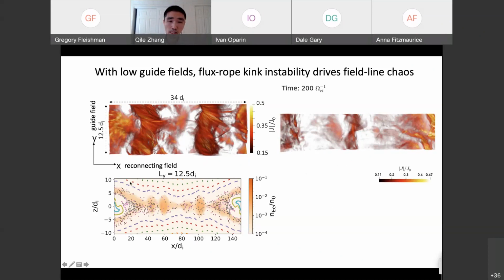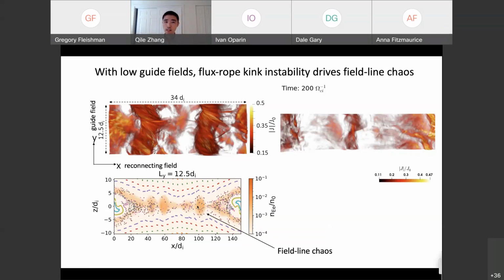And we also show on the bottom the Poincaré type plots of the magnetic field lines, these color dots, in this reconnection plane X and Z. And these different colors of the dots represent different flux surfaces. The background, this orange color, is the energetic electron density. And these blobs are the magnetic islands, or what we call the flux ropes. And we see that at this reconnection layer, this flux rope kink instability has driven this field line chaos that mixes up different colors representing different flux surfaces. So this is a field line chaos from the flux rope kink instability.